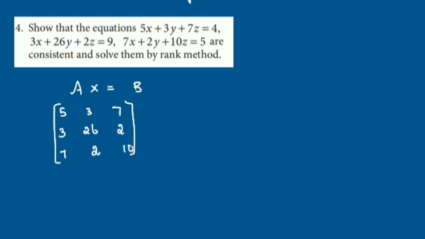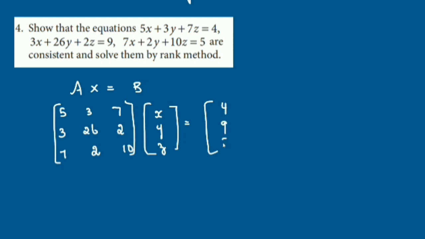Then you have to write the matrix X. There are three variables here, x, y, z, so we write x, y, z. Then the constant matrix. The constants are 4, 9 and 5. So this is how you should write it in the matrix form. This is another way of writing this system of equations.